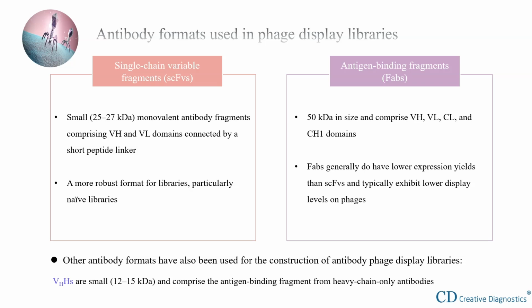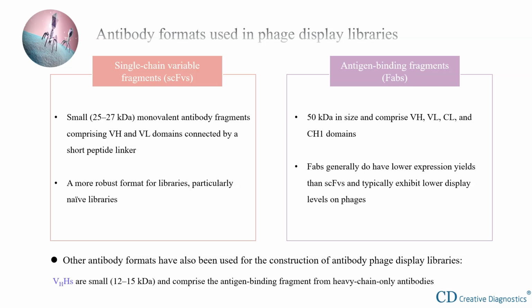Phage display libraries can be designed using different bacteriophages, such as filamentous M13, fd, and f1 bacteriophages, to display a variety of different antibody formats. The two most commonly used formats are single-chain variable fragments, scFvs, and antigen-binding fragments, Fabs. scFvs are small monovalent antibody fragments comprising VH and VL domains connected by a short peptide linker. Fabs are 50 kDa in size and comprise VH, VL, CL, and CH1 domains.